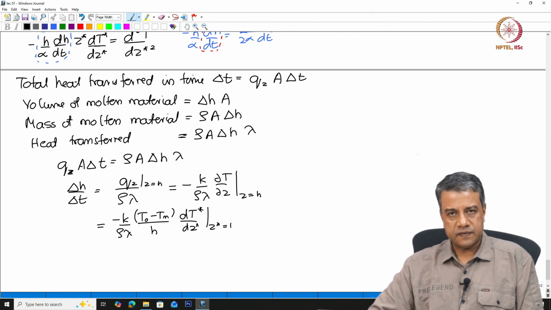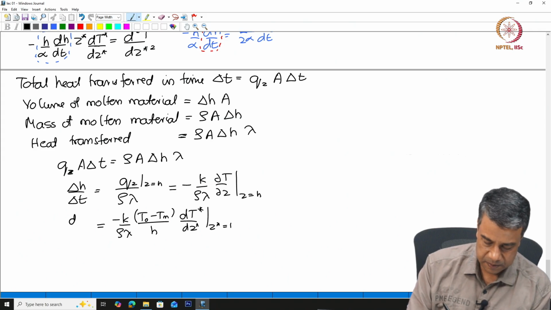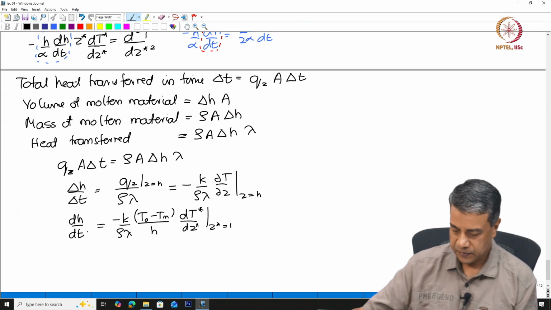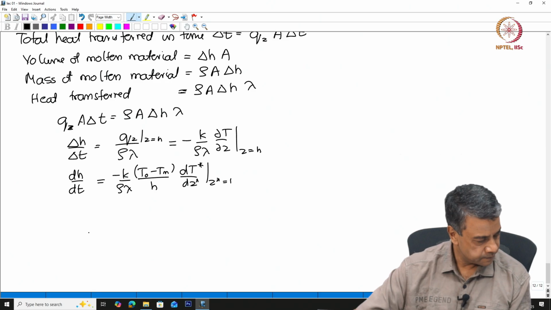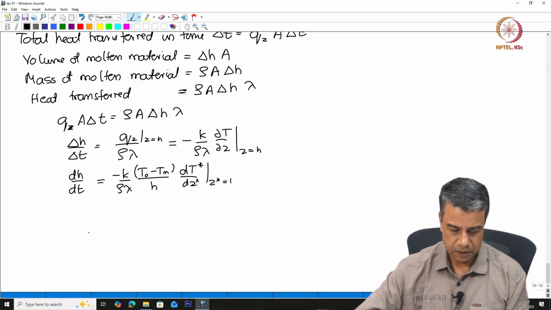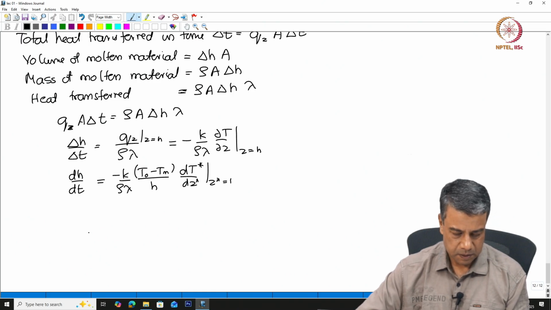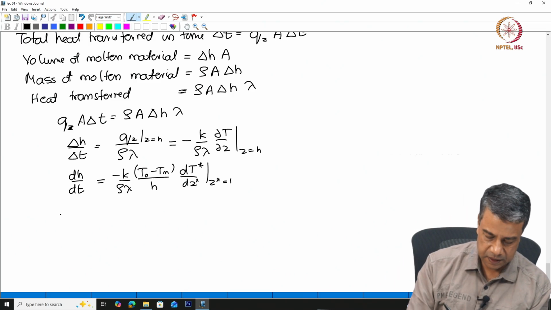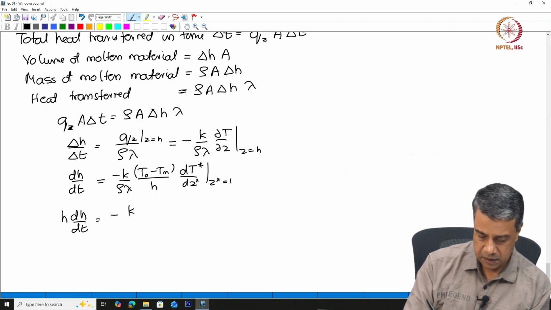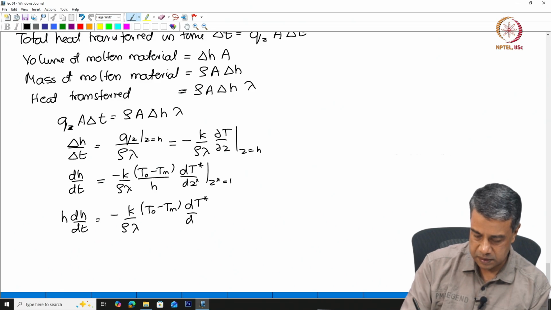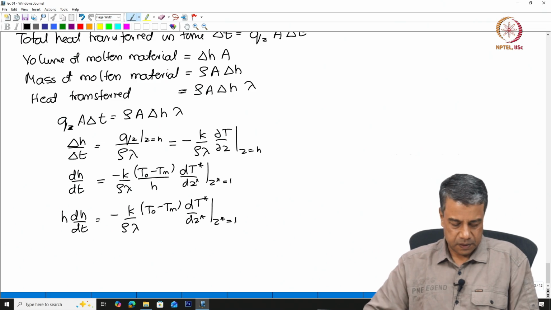And the left side, in the limit as delta t goes to 0, this becomes dh by dt. If I take the h to the left side, I will get h dh by dt is equal to minus k by rho lambda (T naught minus Tm) into dT star by dz star at z star equal to 1.